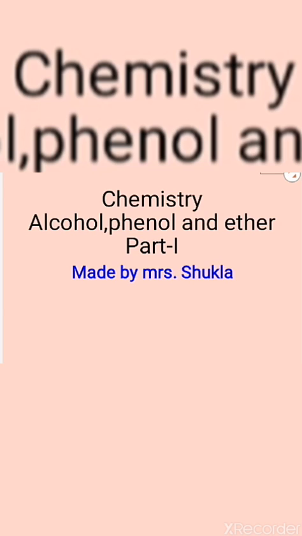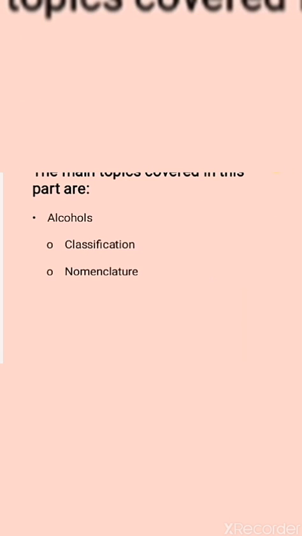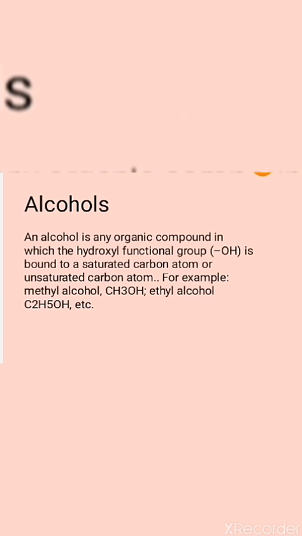Today we will study the introductory part of organic chemistry part 2: alcohol, phenol and ether. In this video we will cover mainly nomenclature and classification of alcohols. Alcohol is one of the important families of organic chemistry in which the functional group is OH. This OH group, or hydroxyl group, is connected with carbon, which may be saturated or unsaturated.